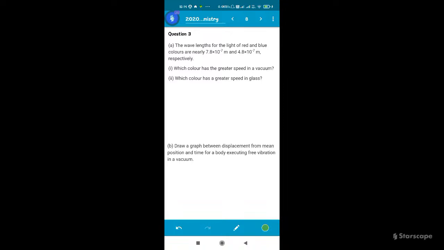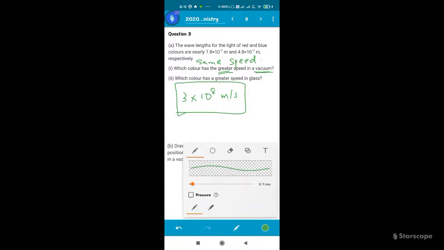You know, in vacuum, electromagnetic radiation moves with a velocity of 3 × 10^8 meters per second. Be it visible light, UV radiation, or infrared radiation, whatever electromagnetic radiation is there, it will always move with this particular speed in vacuum. So there is no point of saying greater speed. Both of them will have the same speed in vacuum. Same speed in vacuum, but in case of glass we have to consider. So let us see what we can do about it.